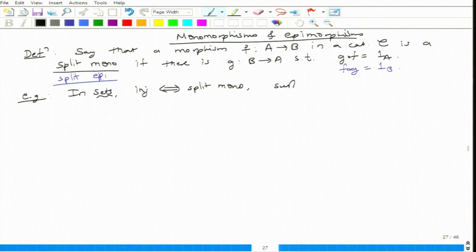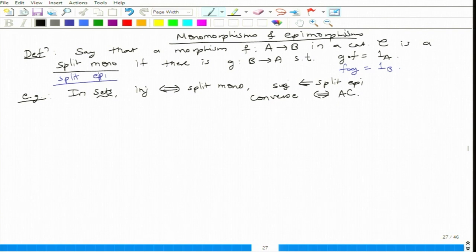And is it true that surjective if and only if split epi? Using the axiom of choice. Very good. So, this is actually equivalent. Like, which direction is obviously clear? I am asking whether surjective implies split epi is clear, or split epi implies surjective is clear? Split epi, right. Very good. Okay. Converse is true here if and only if axiom of choice holds. Okay, otherwise it doesn't hold.